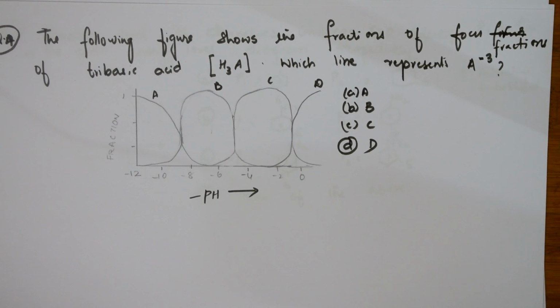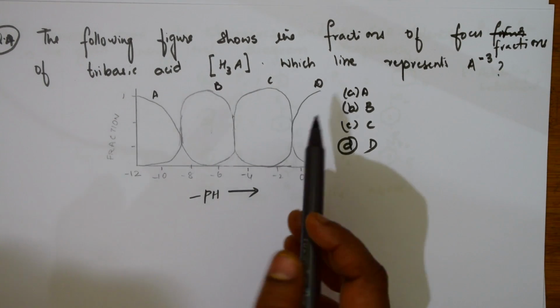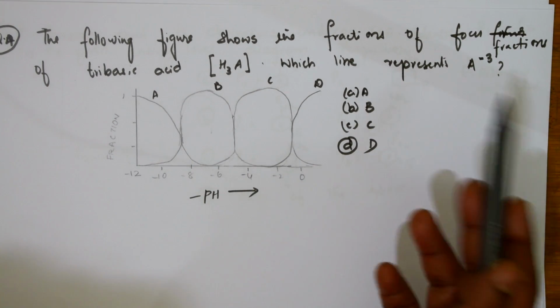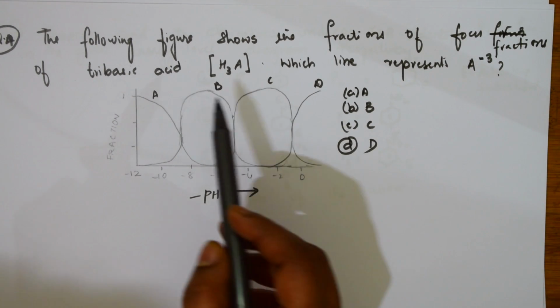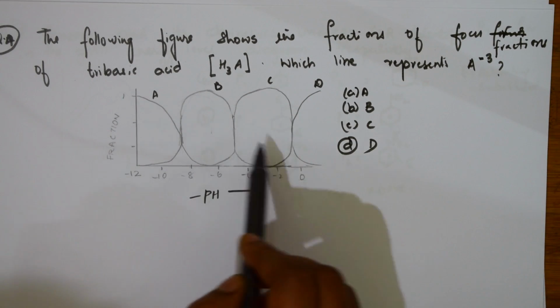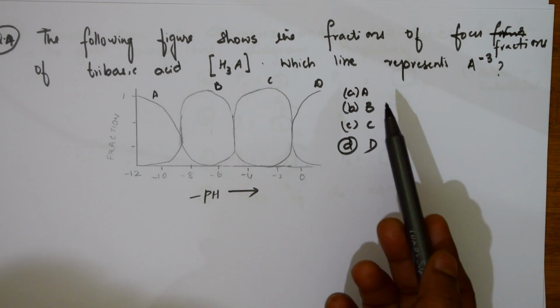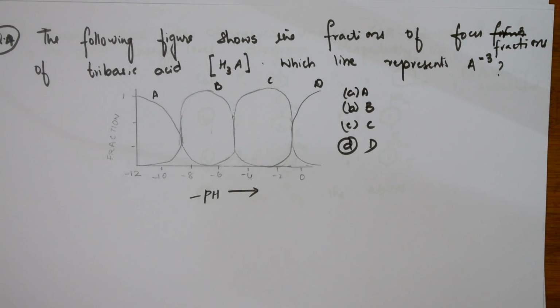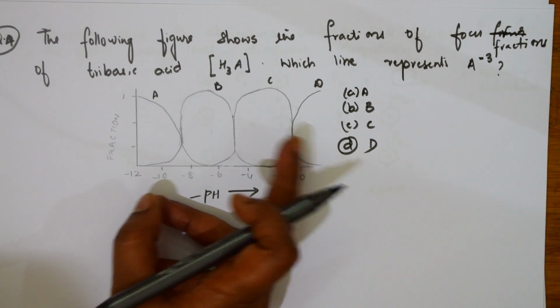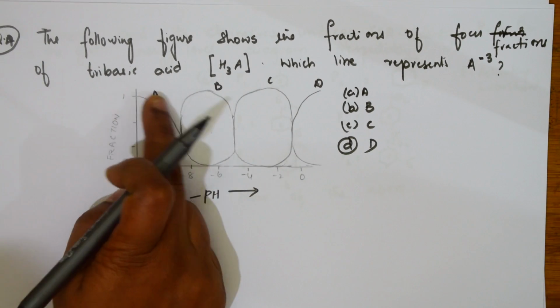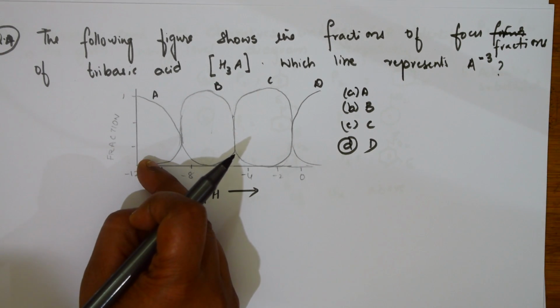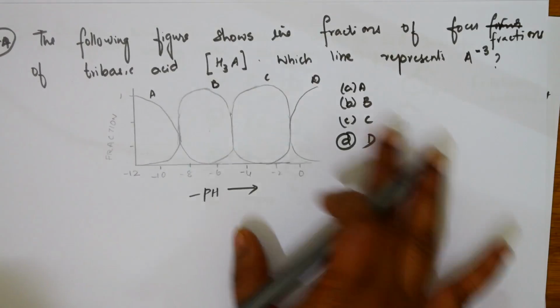So in the next question, the following figure shows the fraction of 4 fractions of a tribasic acid. There is a tribasic acid, and 4 fractions are shown here, right? Which line represents A minus 3? Very interesting question. What do they give us? They've given us ABCD fractions. Which line represents A minus 3: this one, this one, or this one?